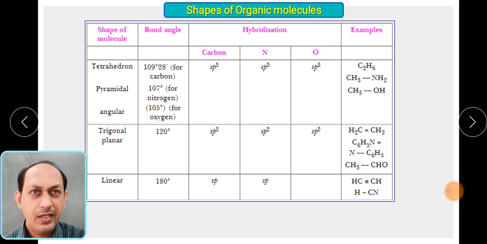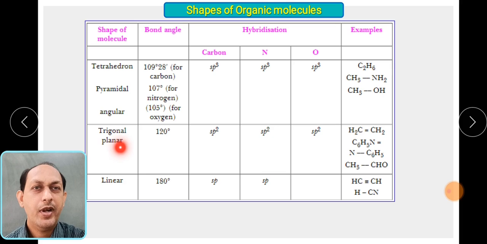So let us revise. If the molecule has tetrahedral shape, what is the bond angle? 109 in case of carbon. In case of nitrogen it is 107, ammonia, pyramidal. Angular, water, 105. So these are the examples: alcohols, ethane, methylamine and methanol. You can expect sp3.